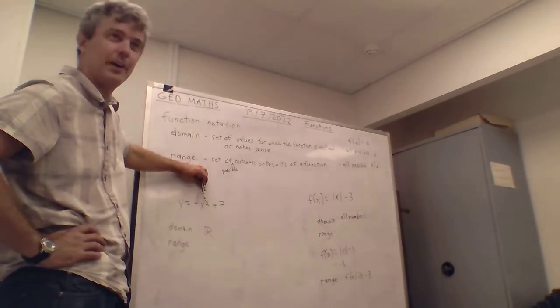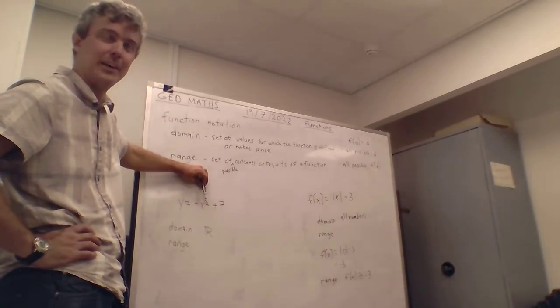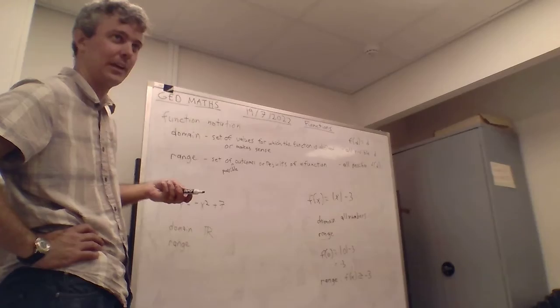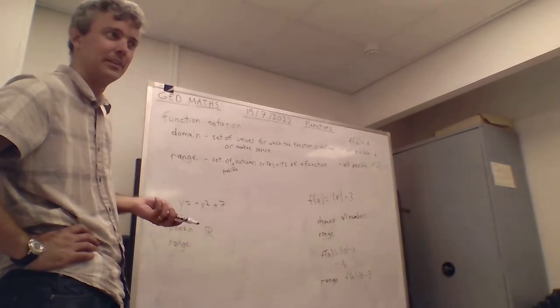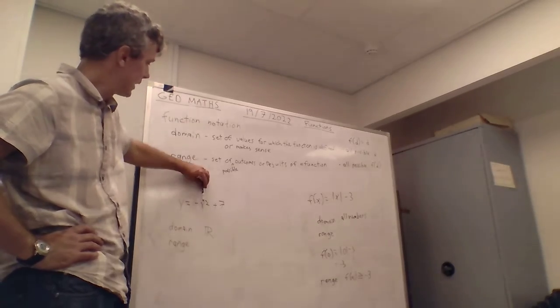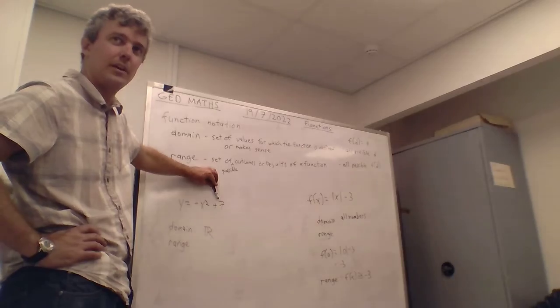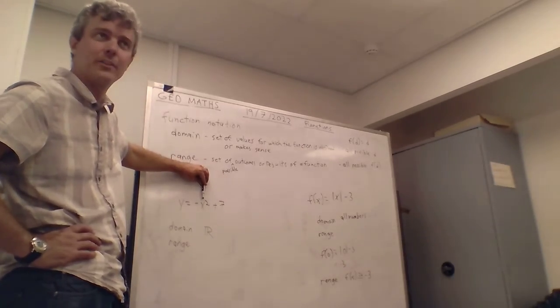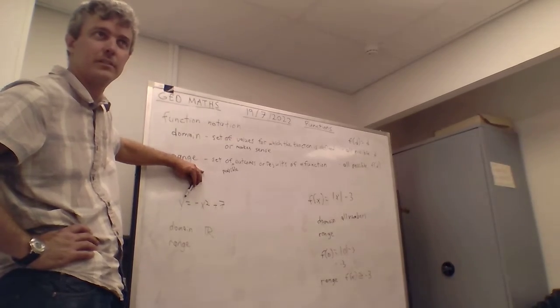What if x is negative 100? It's very negative, right? It'll be 100 squared, which is 10,000. Negative 10,000 plus 7 is still a big negative number. What if x equals 0? It's 7. Is there any way we can get y higher than 7?